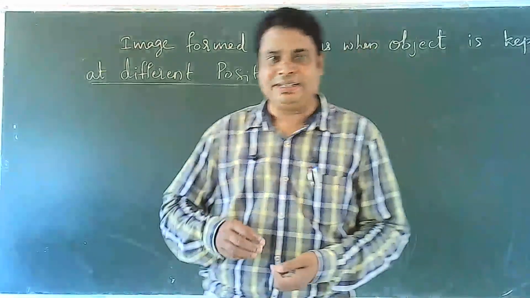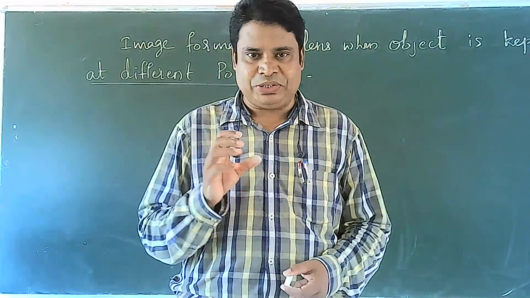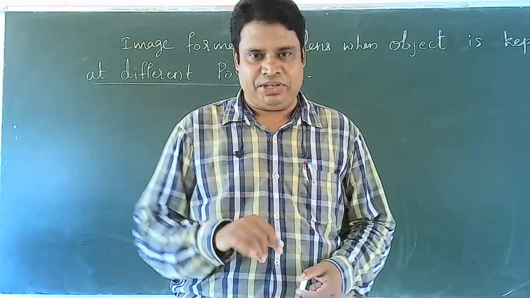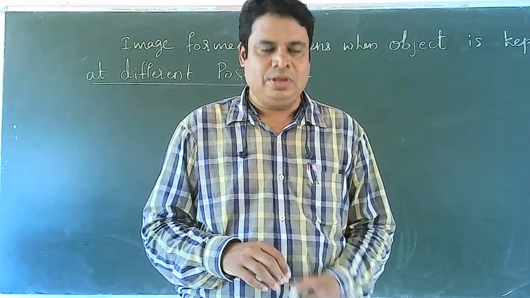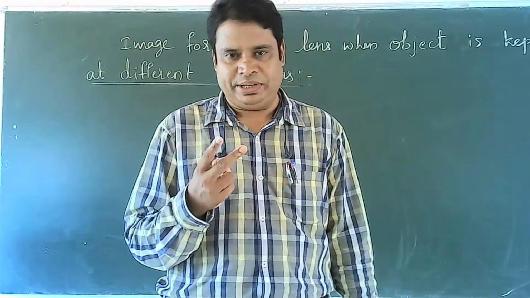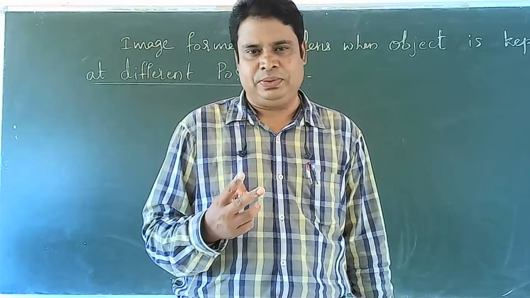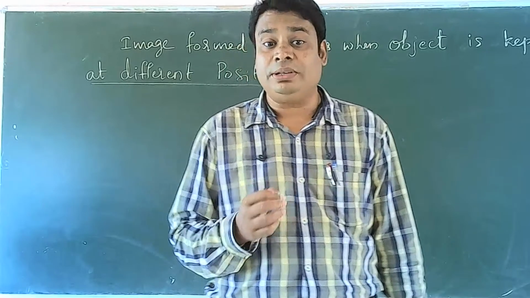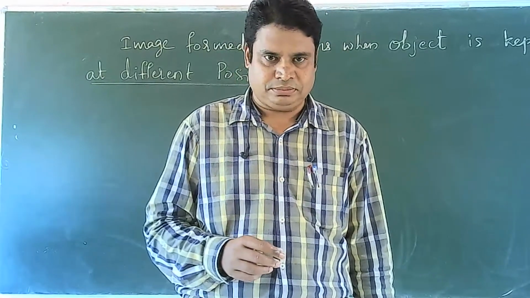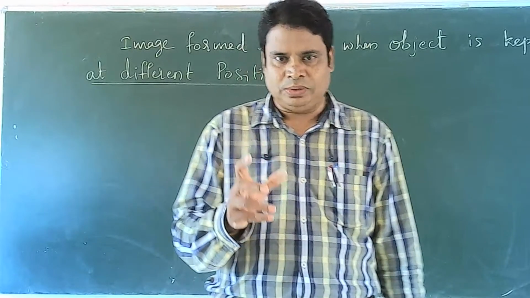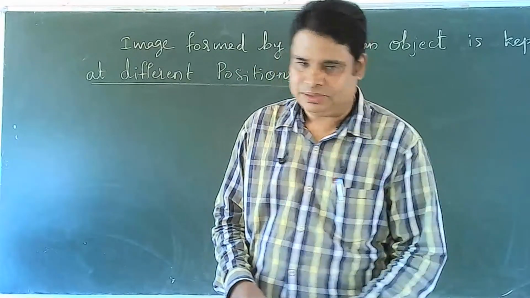Before starting, let us understand what rays are to be considered while constructing an image. While constructing the image in case of lens, we need minimum two rays, maybe three. Anyway, we need two rays. What are the rays we need to construct an image?